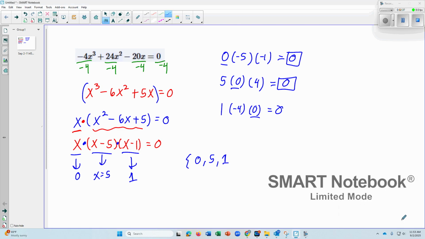So you can put it in whatever order you want. Sometimes people like to put it in numerical order, but if you don't put it in numerical order, that's fine too.